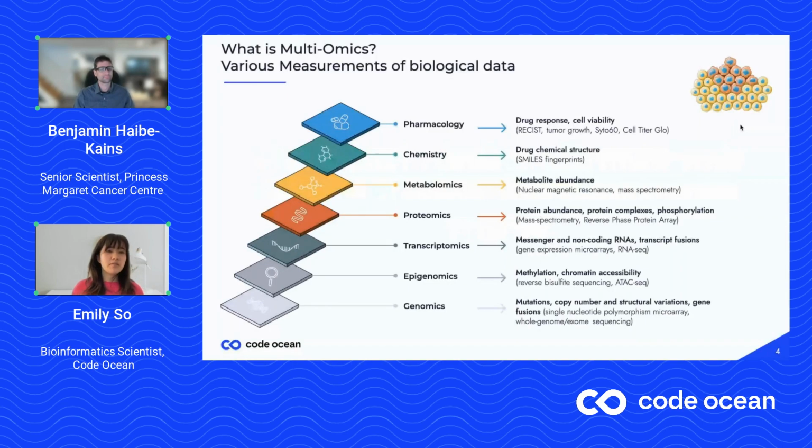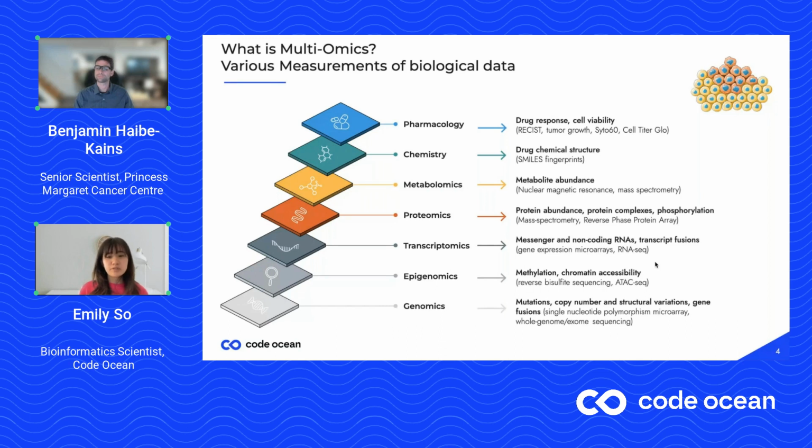So to begin, we can describe what is multi-omics. Multi-omics, in short, is various measurements of biological data. It contains different layers of different components of a biological context, whose analysis can also provide a more detailed view of a given biological context to answer a research question. These different layers, like I mentioned, contain different components of biology.